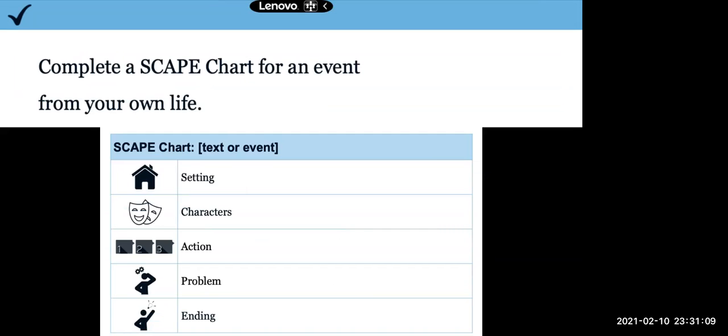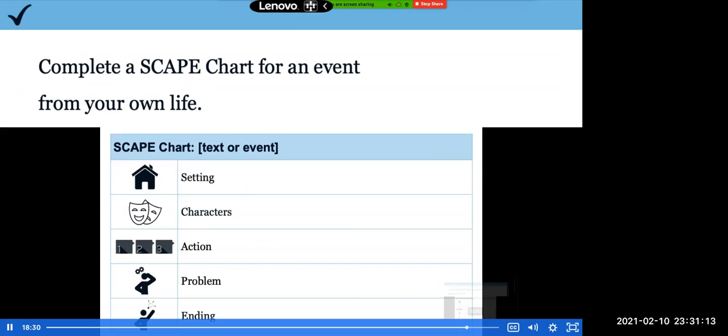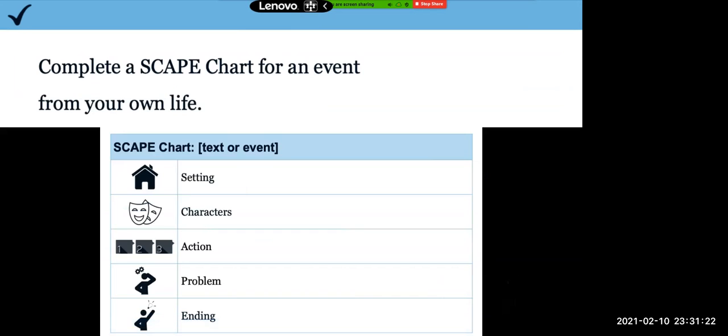Now it's your turn. Pause here to grab your journal and your pencil and create a scape chart in your journal and plan out a story from your own life. And that's right, there's a check mark in the corner. Your teacher will take this opportunity to look over your scape chart. Be sure to take your time, as much as you need, and just hit play when you're ready to wrap up our video lesson.